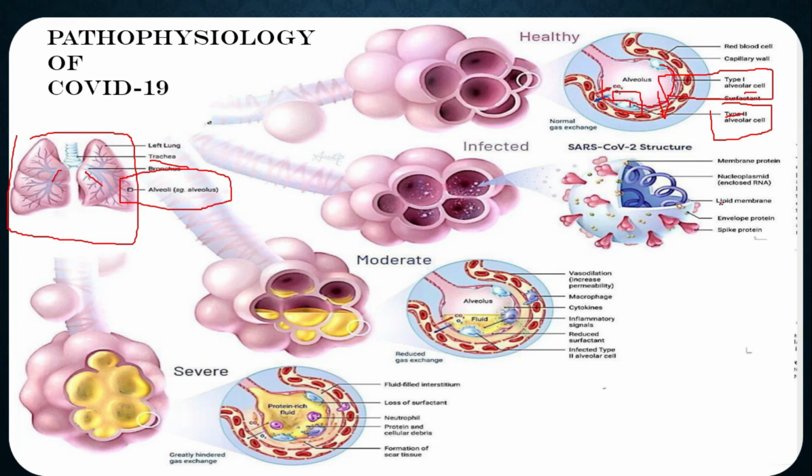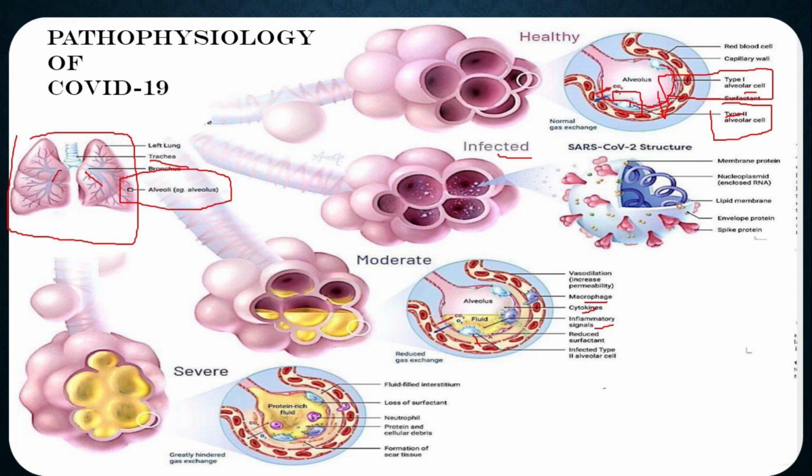So in a normal person, all these processes happen at normal concentration, but when a person gets infected, fluid develops in the alveolus due to the release of cytokines, macrophages and inflammatory signals, due to which there is a reduction in the exchange of gases. This alveolar type 2 cell is also infected, due to which there is reduced surfactant, which will lead to collapse.